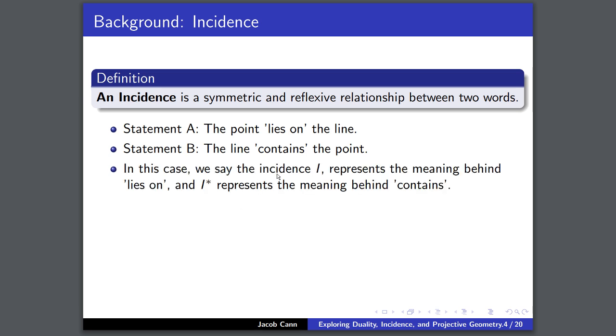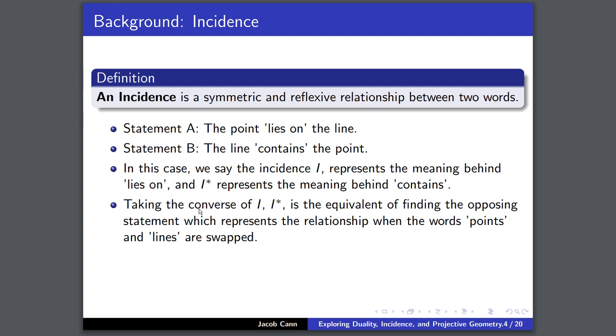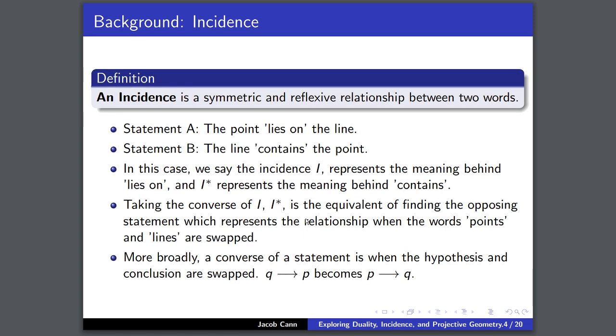In this case, we say incidence I represents the meaning behind lies on, and I star represents the meaning behind contains. Taking the converse of I, which is I star, is equivalent to finding the opposite statement, which represents the relationship when the words points and lines are swapped. More broadly, a converse overall of a statement is when the hypothesis and conclusion are swapped. So if Q then P becomes if P then Q.